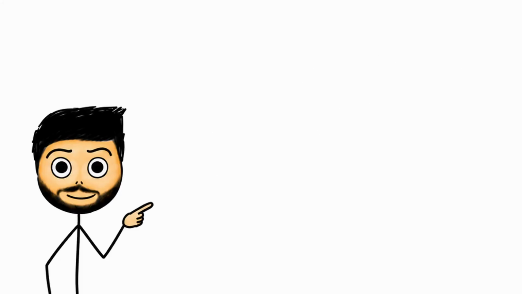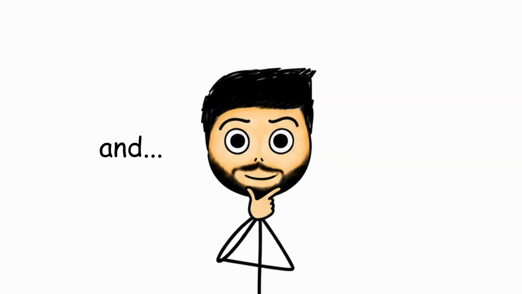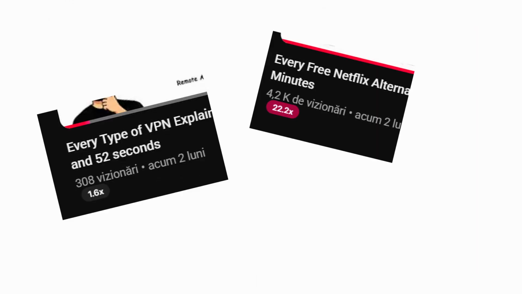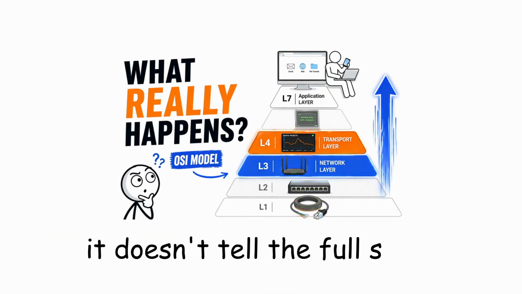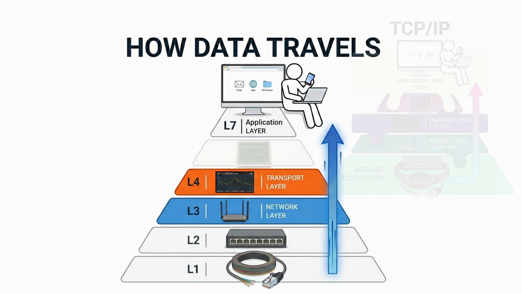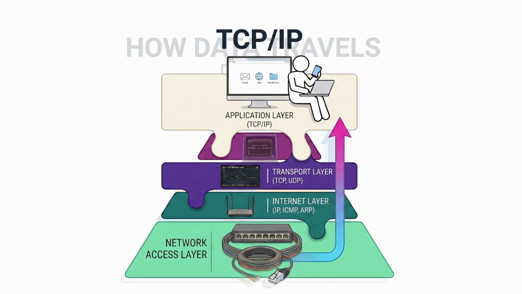A few months ago, I made this video right here, every layer of the OSI model explained, and you guys seemed to like it. I mean, compared to my other videos, you really seemed to like it. But just between you and me, there is a problem with that video. It doesn't tell the full story. More precisely, it doesn't say anything about the OSI model's more handsome brother, the TCP/IP model.